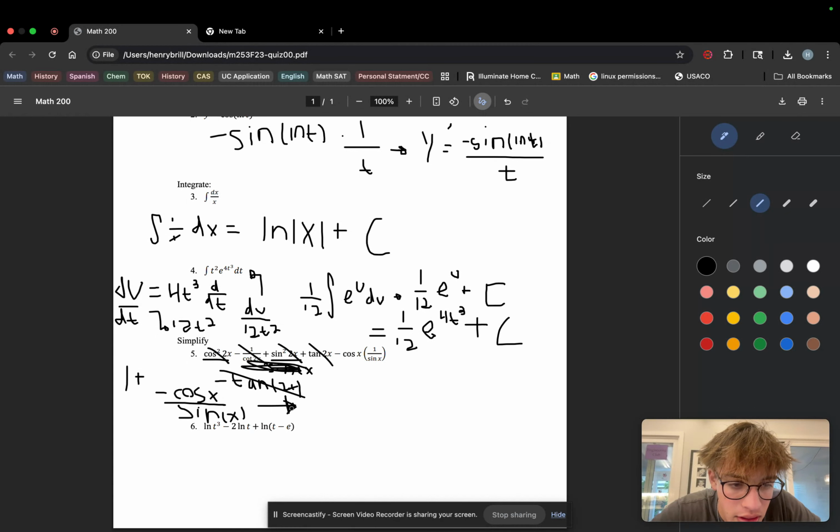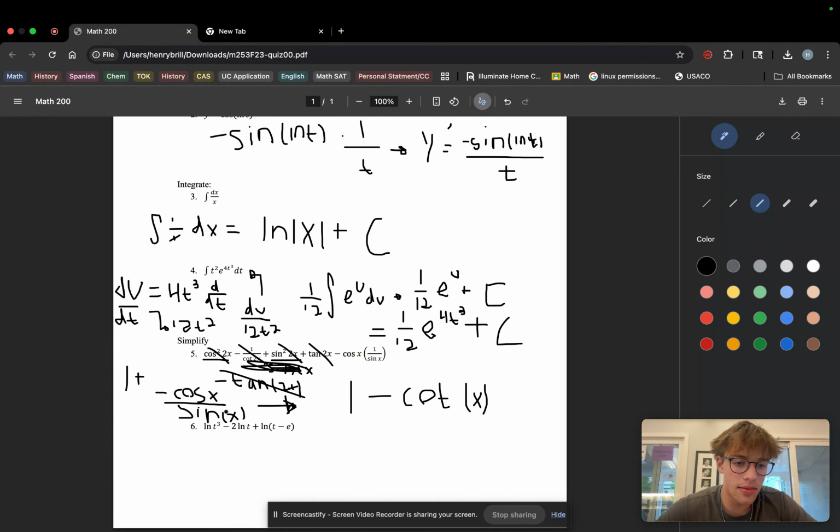Let me just rewrite this though. So 1 minus cotangent x. That's the final answer for that one. Okay, cool.